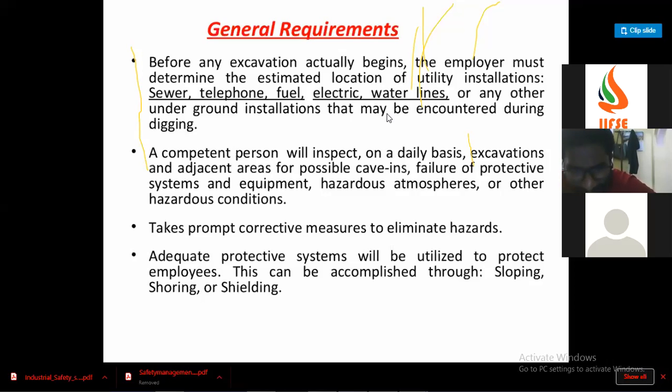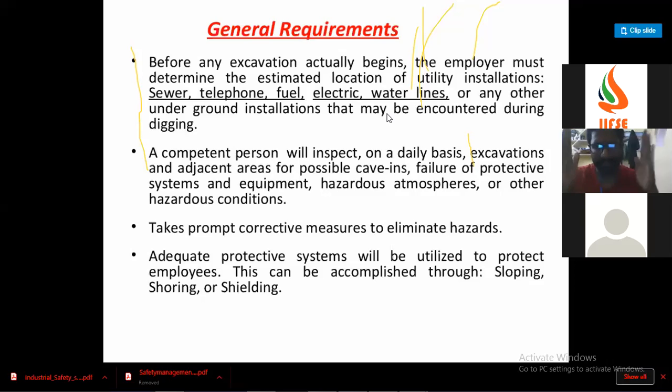Okay, I'll be discussing this for your understanding. Sloping means if you created a trench and made a cut on it in the form of a slope, so if you cut it in this way, this is sloping.